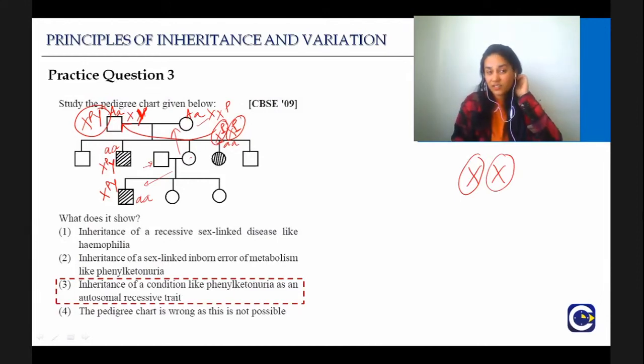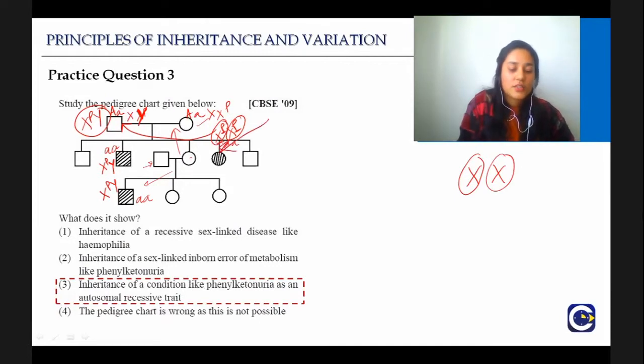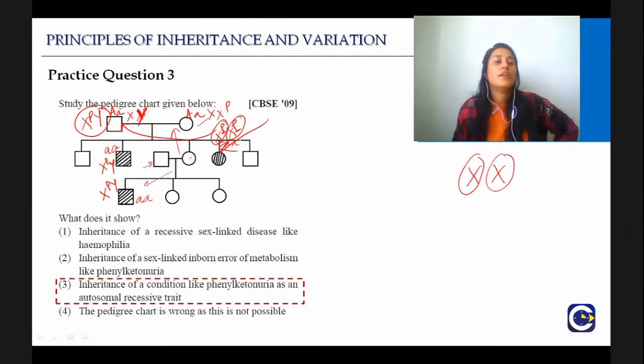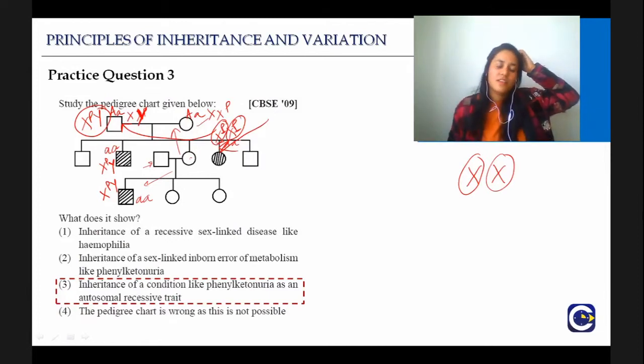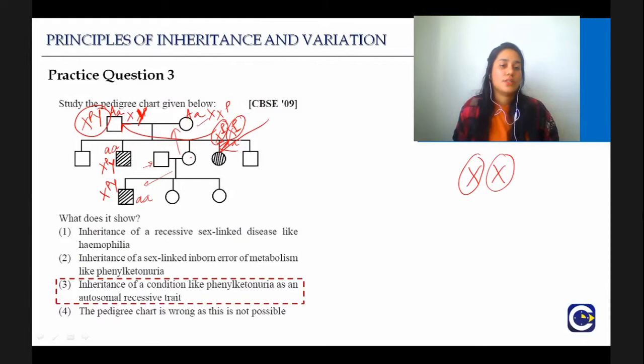Is it clear? See, that is why it is important to do difficult questions. So this female solved everything. She told you whether it is autosomal recessive or sex-linked recessive. It is autosomal recessive because if it were sex-linked recessive, the father would be diseased. Is it clear? See, that is why it is very tricky to solve these pedigree analysis questions, okay? So practice as much as you can.